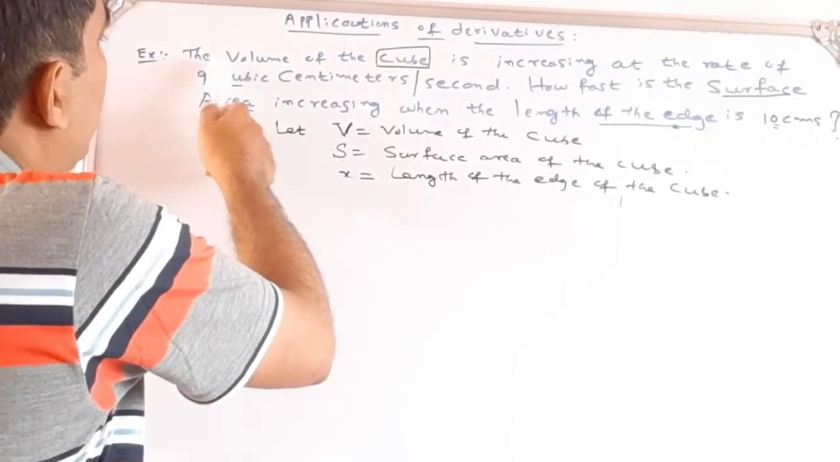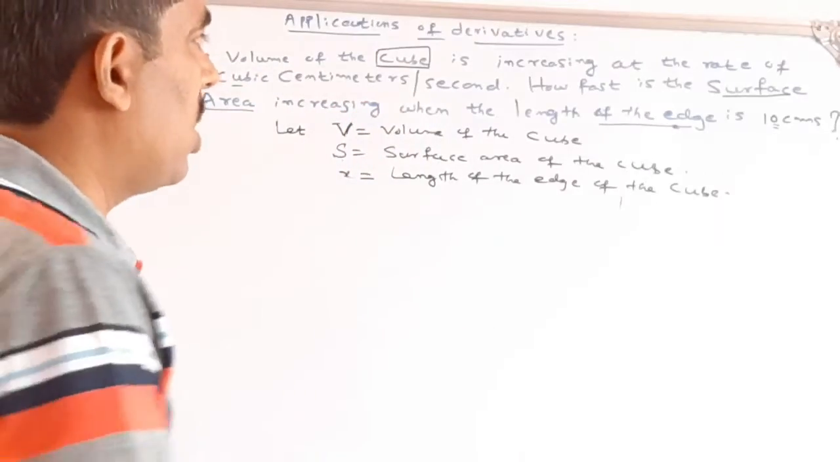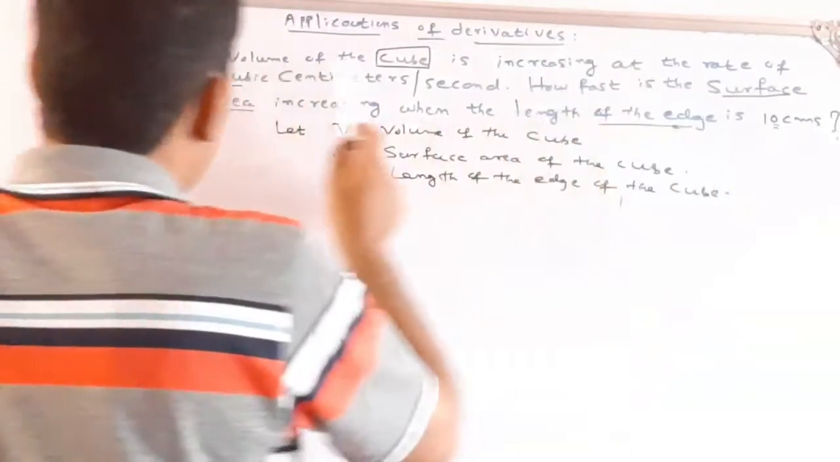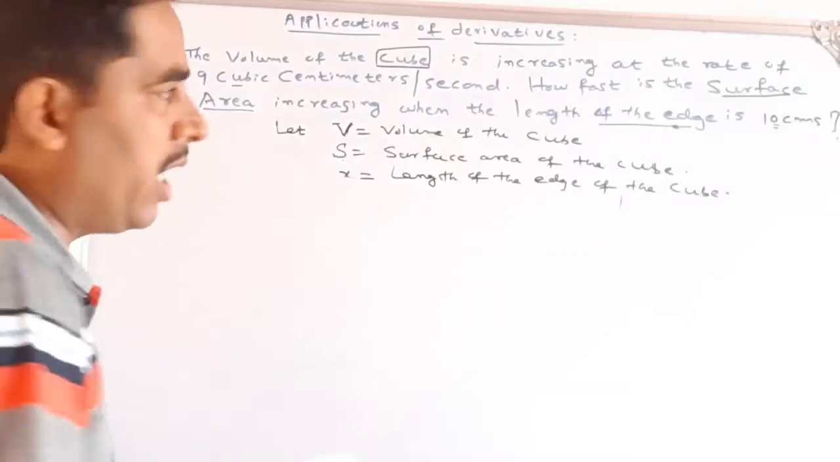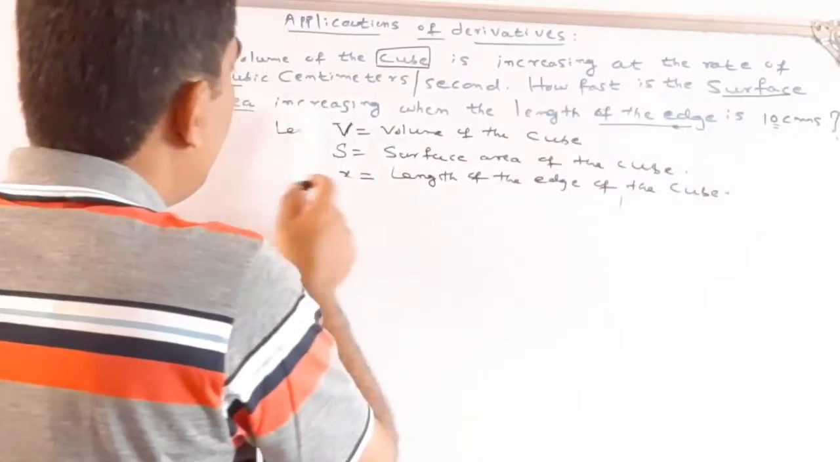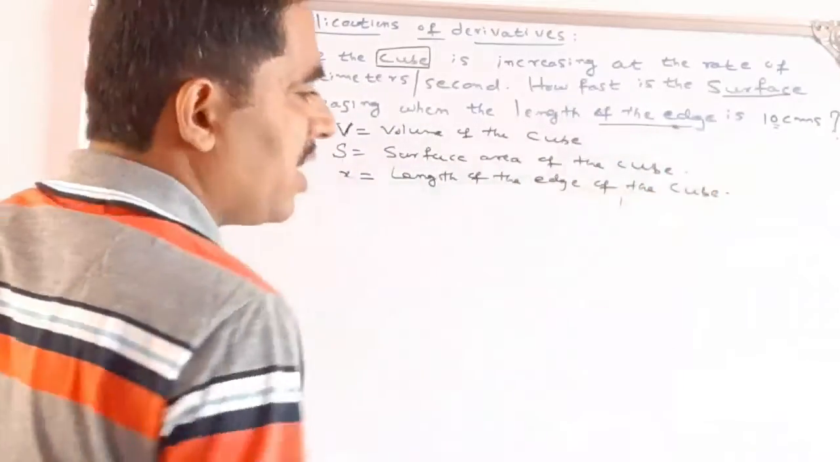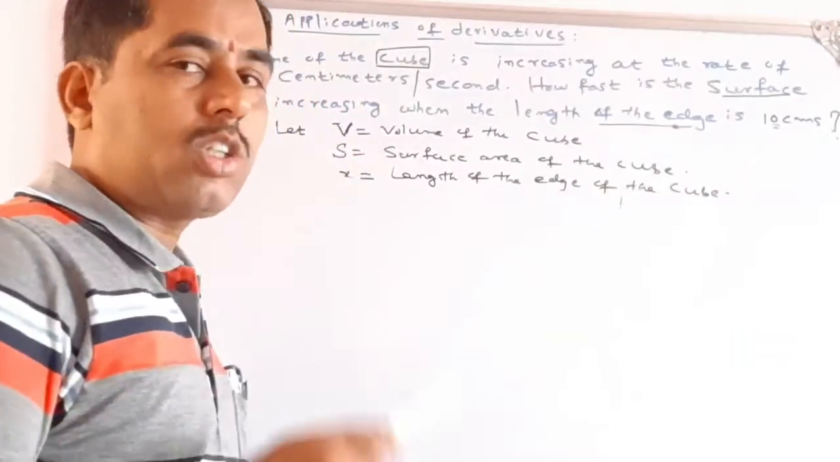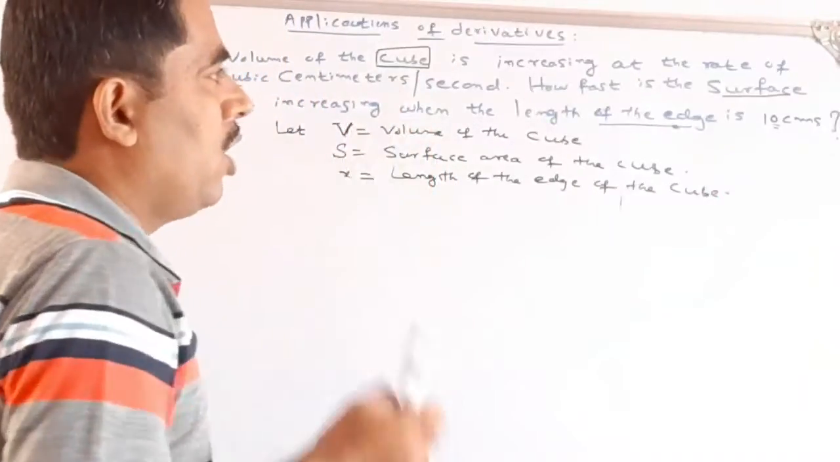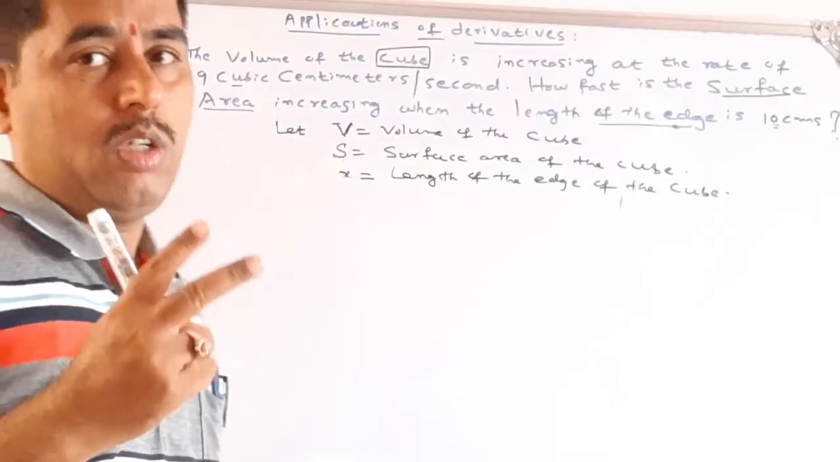What is the problem here? The volume of the cube is increasing at the rate of 9 cubic centimeters per second. How fast is the surface area increasing when the length of the edge is 10 centimeters? So in this problem, the solid given is a cube. We must remember two important results.